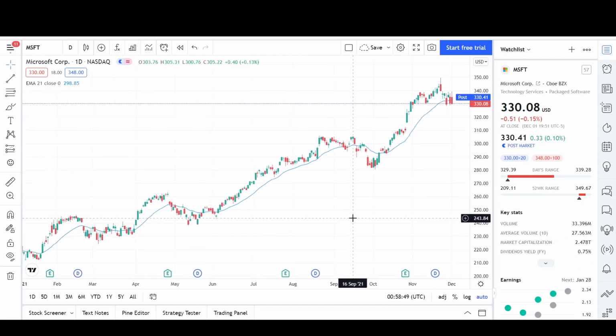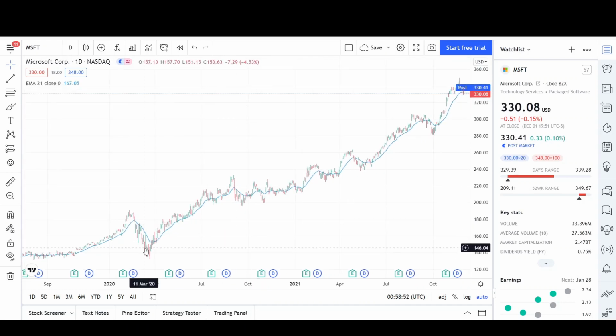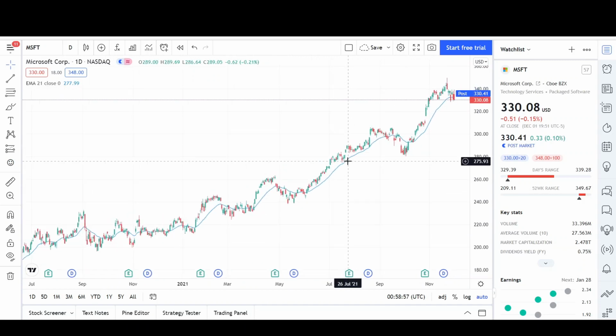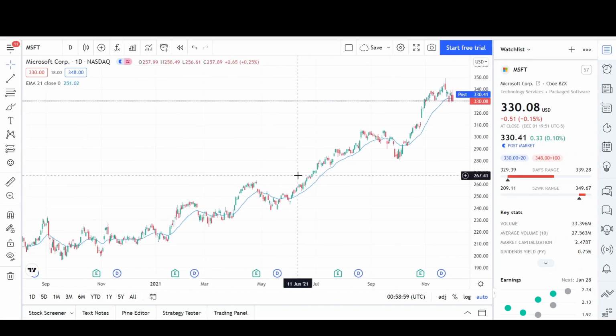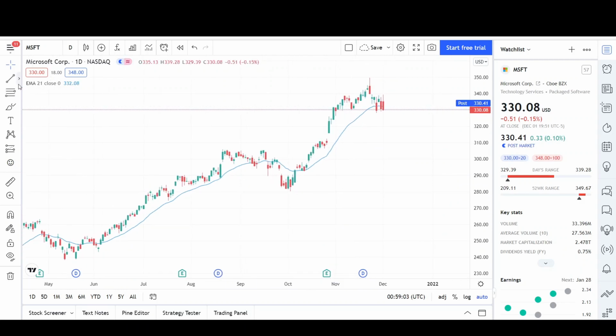So it looks like Microsoft has been in an uptrend since early to mid 2020. It's a very strong uptrend, making higher highs and higher lows. Most of the price bars are above the EMA. So I'm going to go ahead and start out by looking at the most recent price action.